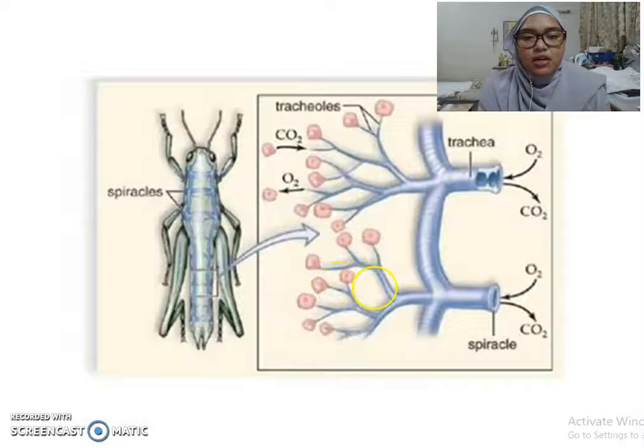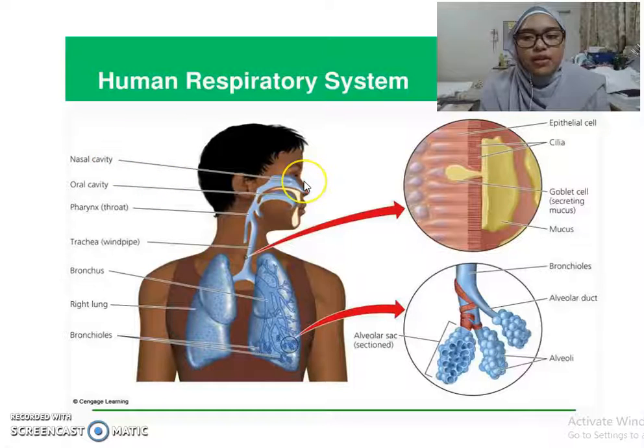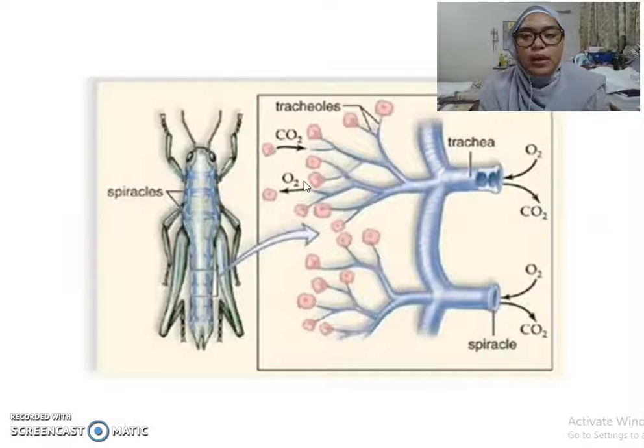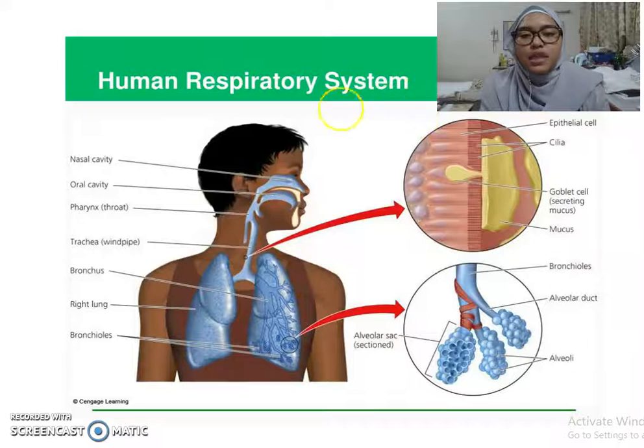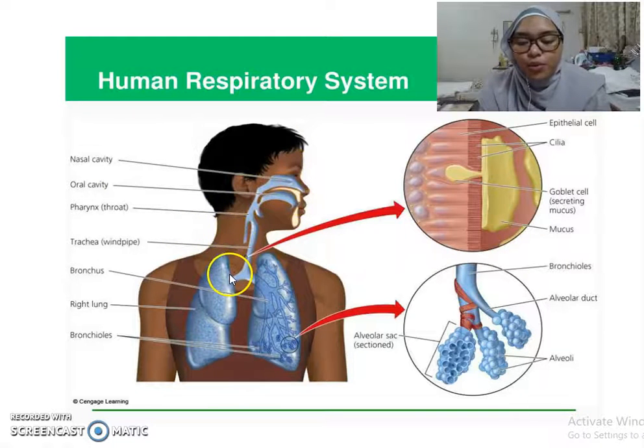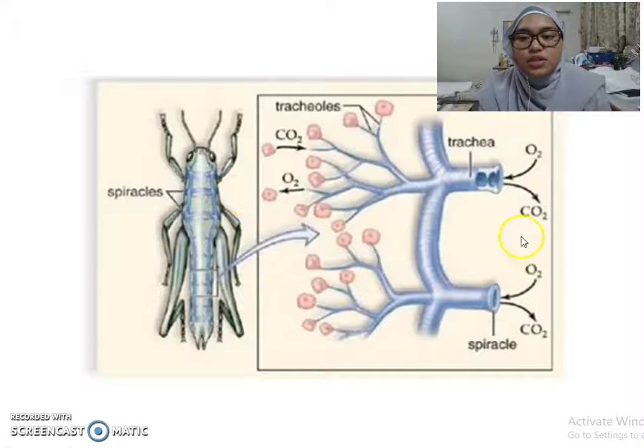Okay, so I think we can conclude that the respiratory system of the insect is very efficient, as the distance for the oxygen to travel is very short compared to humans. Humans, we have a lot of pathways to go through compared to insects, which only have two structures that they need to pass through.